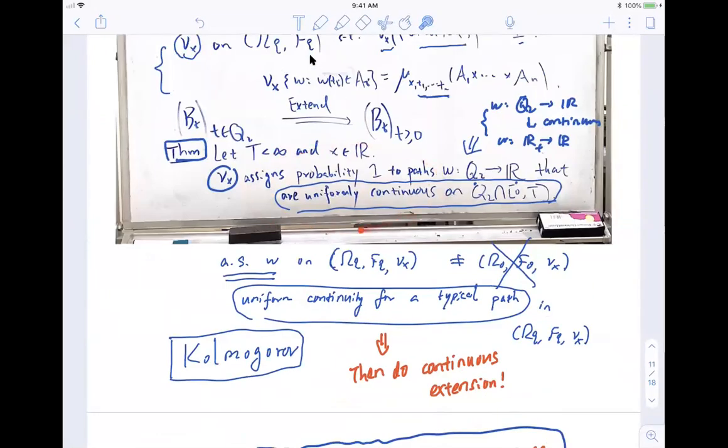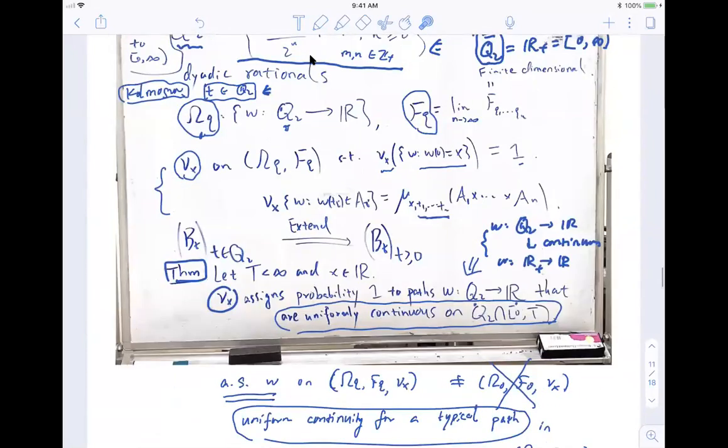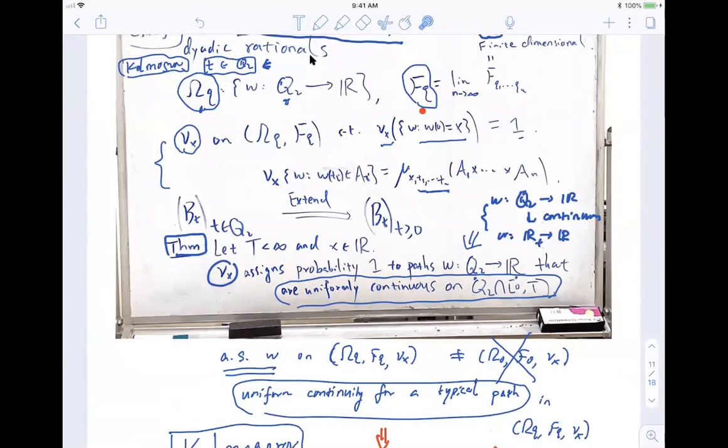Just use this theory and do the extension, right? So from dyadic times, this is the sigma field generated by dyadic times, using the Kolmogorov extension theorem for finite dimensional distributions, but the times are only chosen to be dyadic, right? So we can take the closure, and in the end we get a path, right? So this is all the continuous paths, and this is the sigma field generated by these continuous paths.